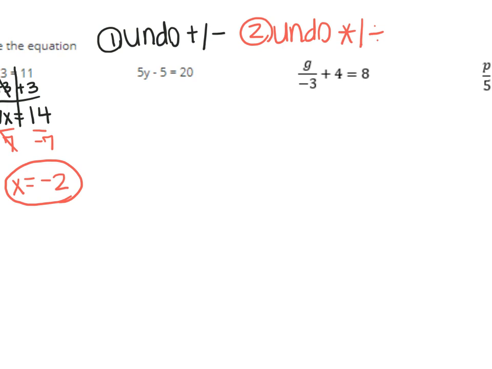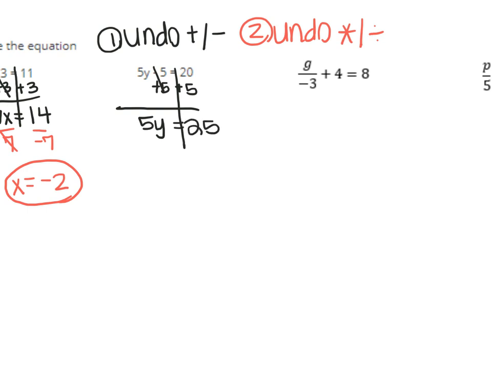The second one, same type of way. I'm going to undo any adding or subtracting I see first. So I'm going to plus 5 to both sides. These minus 5 plus 5s will cancel out. So all that's left is 5y is equal to 25.